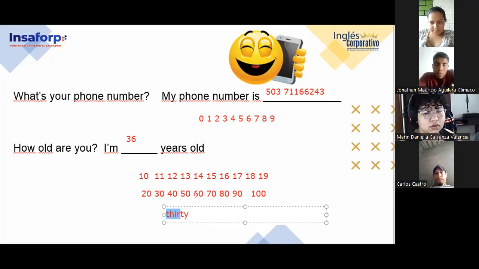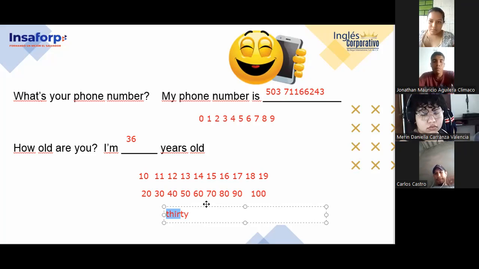50, 15. Yes. 60, 16. 70, 17, 18, 19, right, very good. Y de ahí pues del 30 le vamos a ir agregando solo otra vez, 1, 2, 3, 4, so 31, 32, 33, all right, ¿vamos bien?